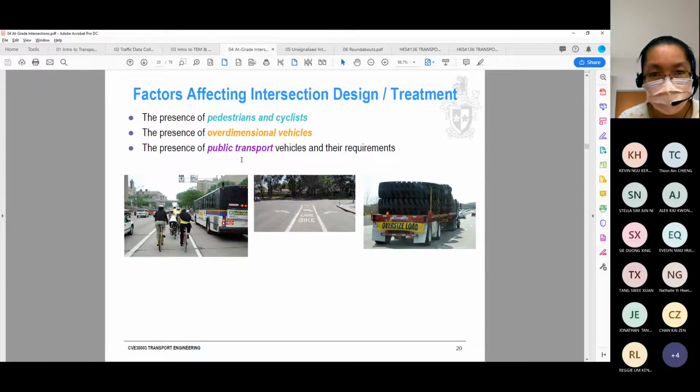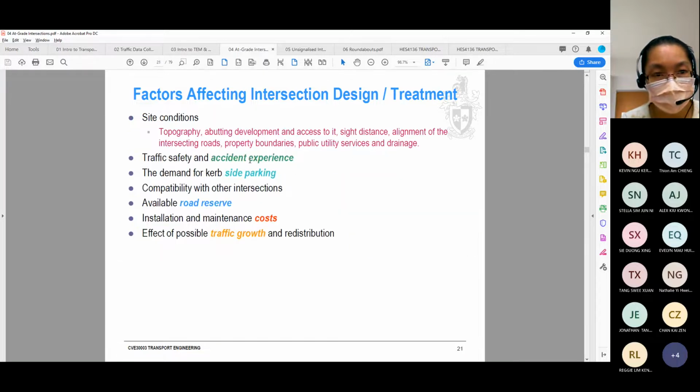Okay, so some considerations here: pedestrians, over-dimensional vehicles, public transport. And then we have site conditions that we need to fulfill. These are not so much about whether it's safety or capacity, but these are the controlling external factors that will influence our design or our treatment type. So accident experience is definitely related to safety.